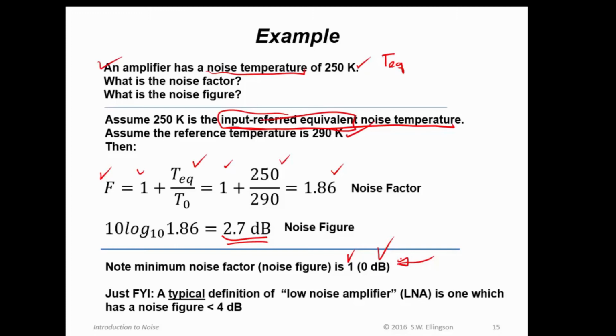I'll also point out here that a typical definition for a low noise amplifier, frequently referred to as an LNA in this business, is one which has a noise figure of less than 4 dB or so. Again, this is not a formal definition, but generally if you see noise figures for amplifiers which are less than about 4 dB or so, they are referred to as low noise amplifiers. Not a rigorous definition, just a common way of talking about those things.